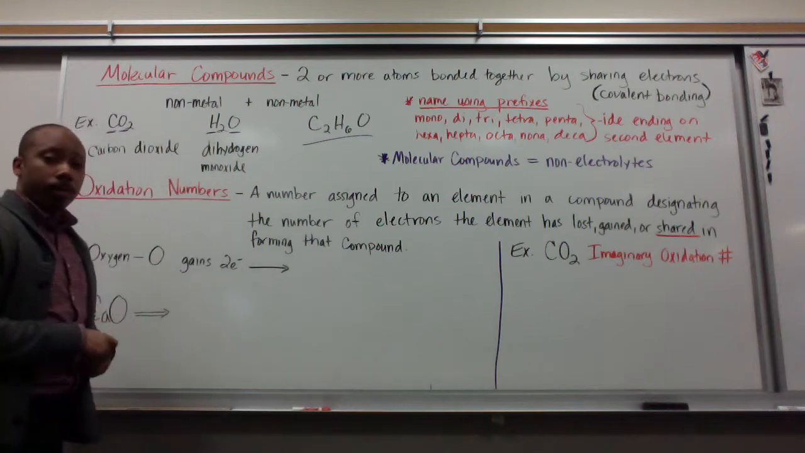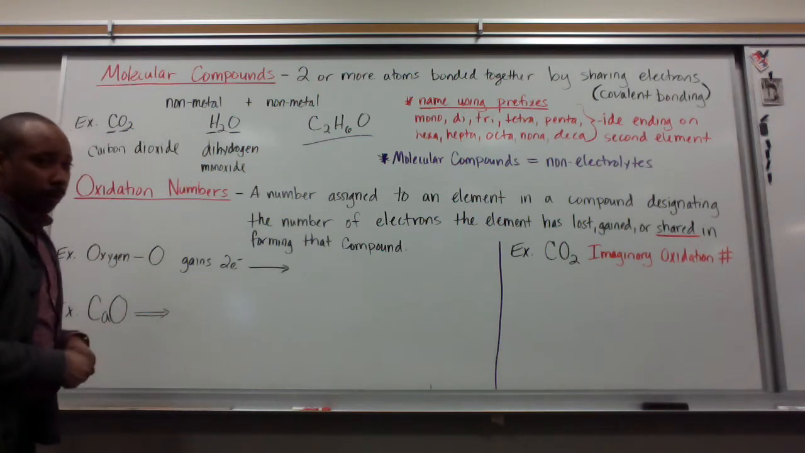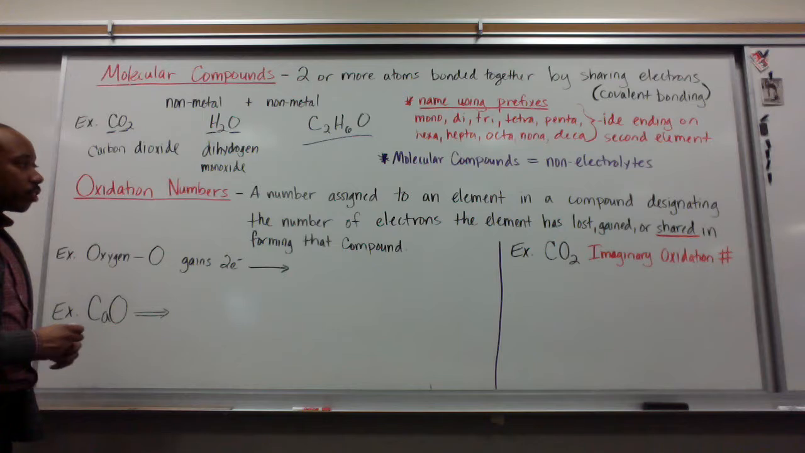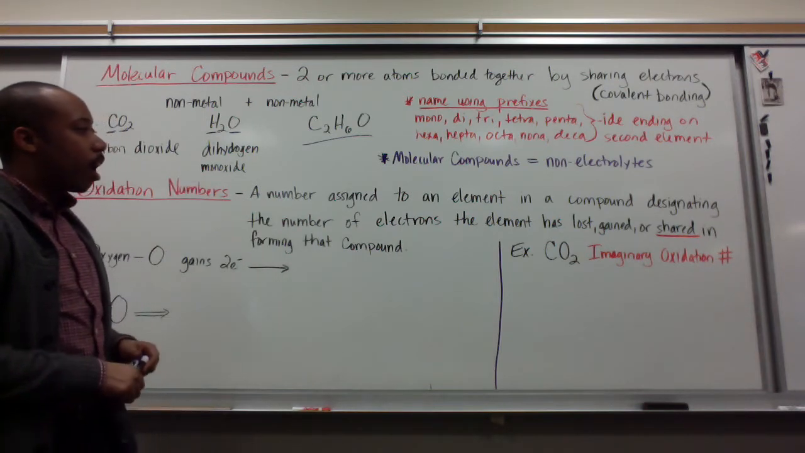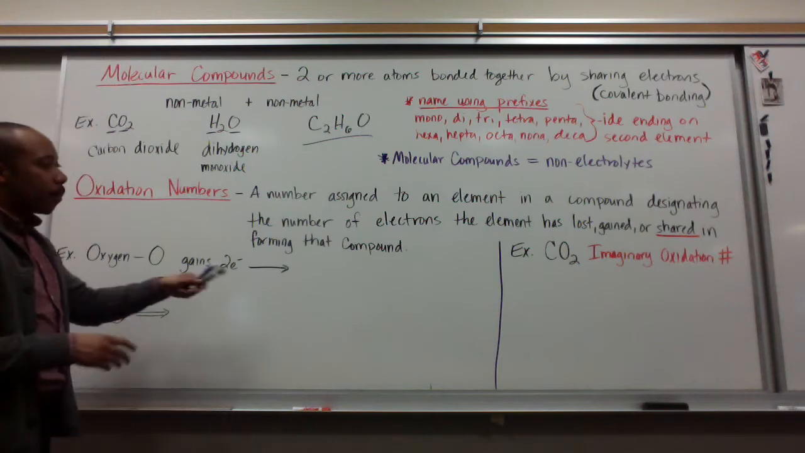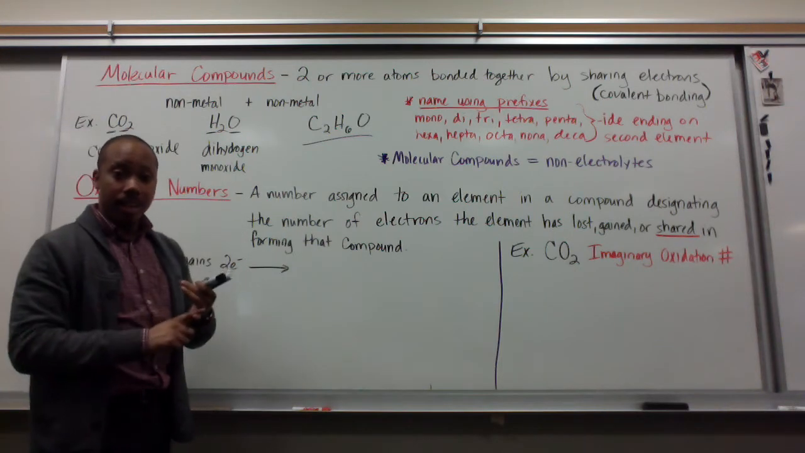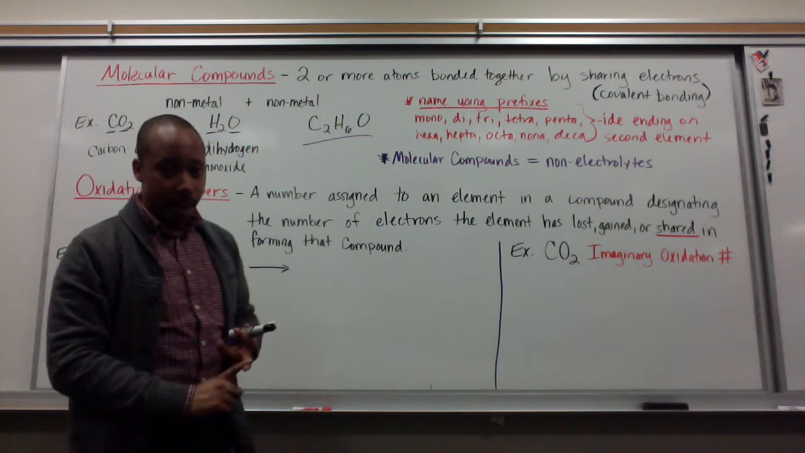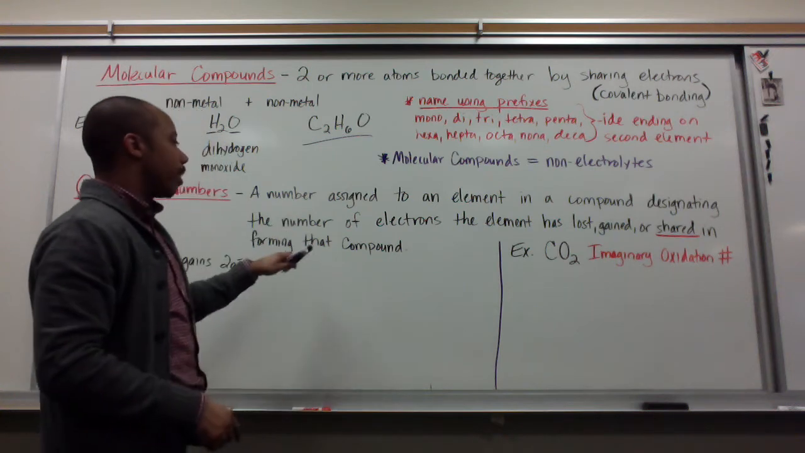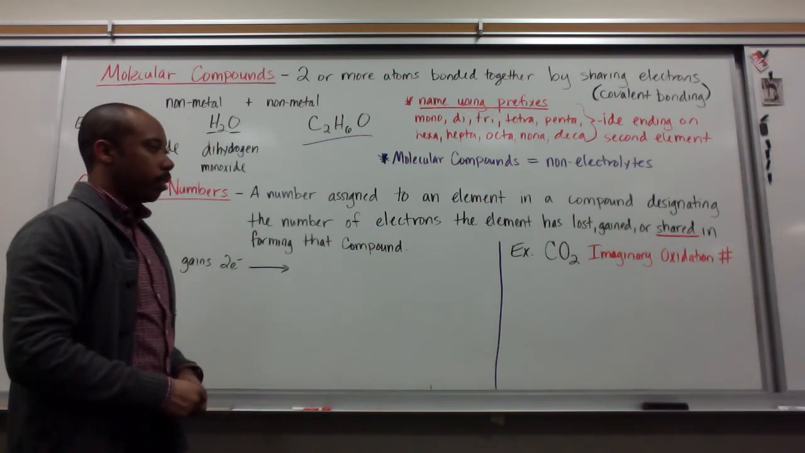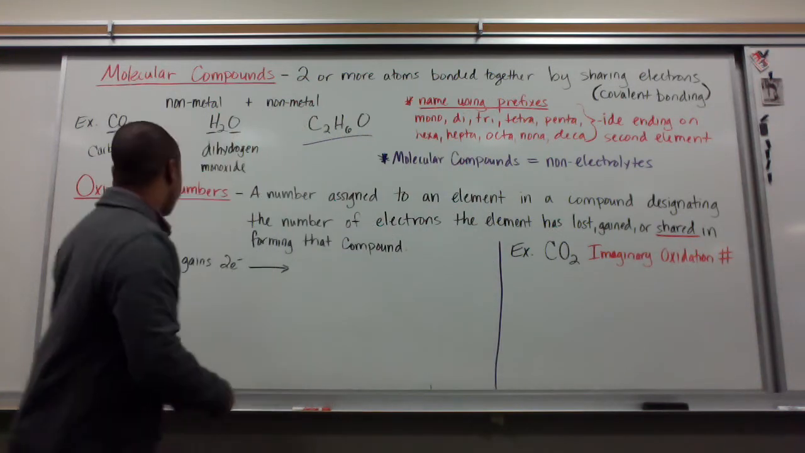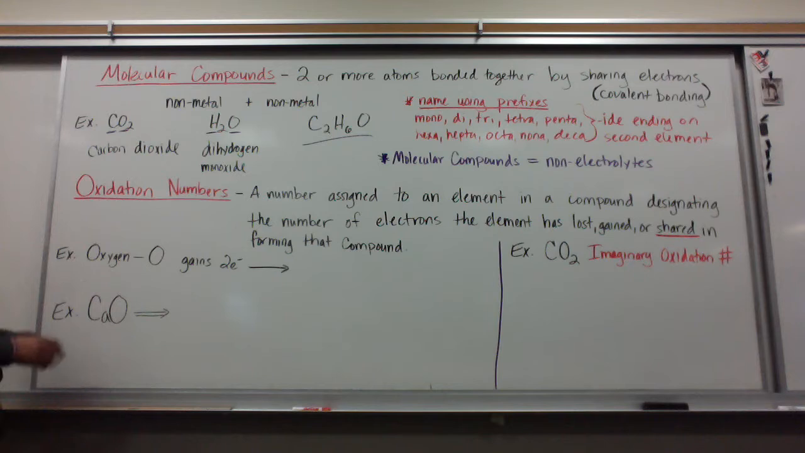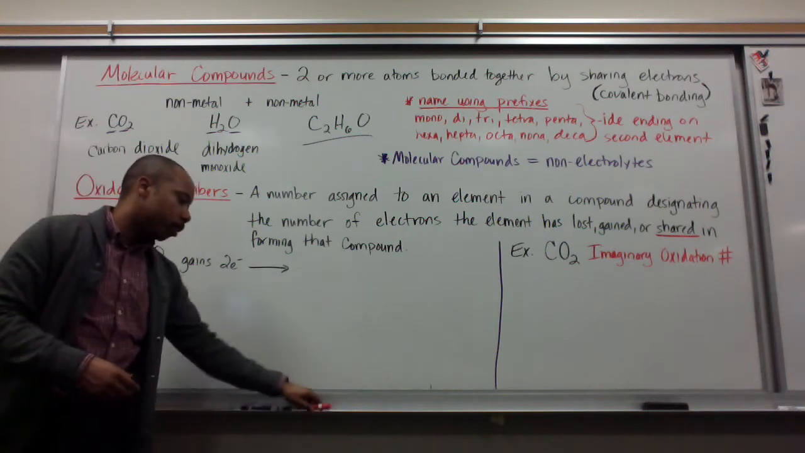Now, one concept that we talked about in our investigate is oxidation numbers. So an oxidation number essentially is a number assigned to an element in a compound designating the number of electrons the element has lost, gained, or shared in forming that particular compound. We'll talk about why shared is underlined momentarily. Now, let's do some examples of this. That's the best way to do it, is just with examples.